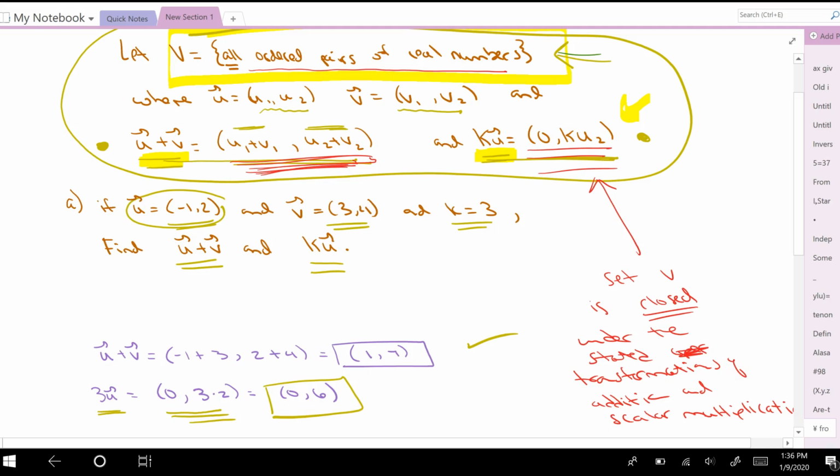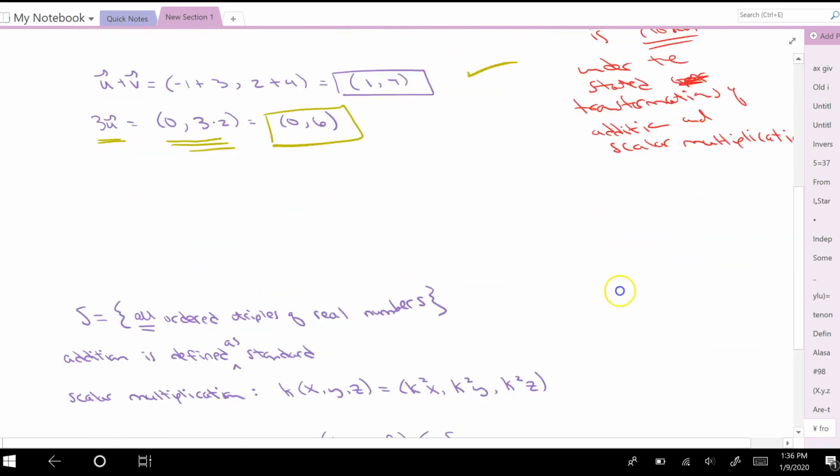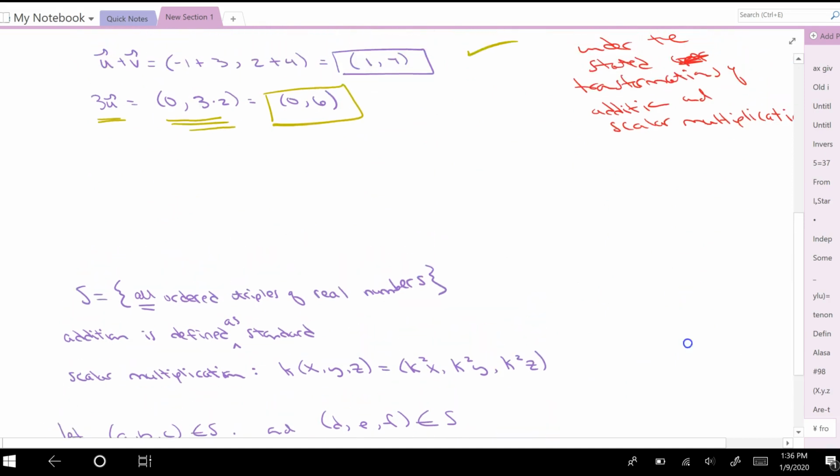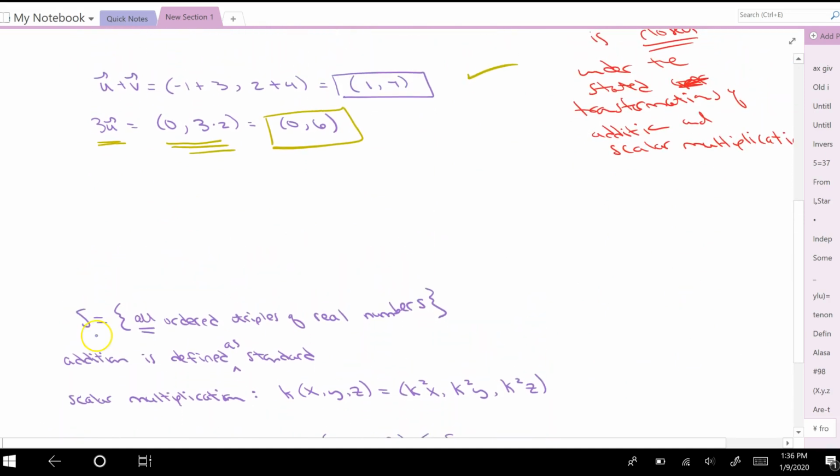All I wanted to leave you with that day was the idea of testing closure of a set of objects under the stated operations of addition and scalar multiplication. Just these two. So I sincerely apologize for making what was such a simple endeavor so complicated. Okay? Now, let's go to a second example. Here is S. S is the set of all ordered triples of real numbers.